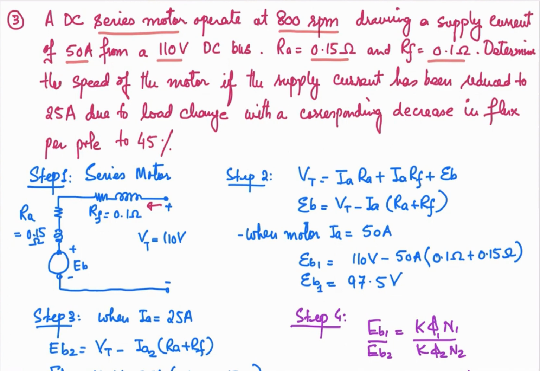We are supposed to determine the speed of the motor if the supply current is reduced to 25 ampere due to the load change. So the load torque is going to decrease, and because of that the armature current is going to reduce to 25 ampere from 50 ampere. Along with that there is a change in flux as well, that is 45%, and the new flux will be 45% of the initial flux. So under this situation we need to determine the speed of the motor.